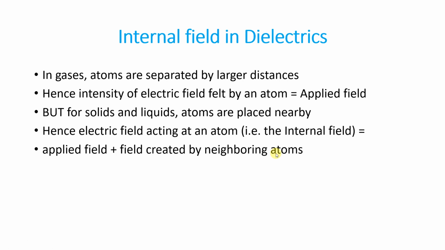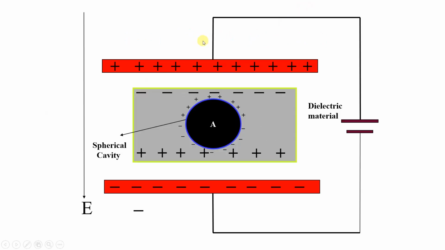So now we are going to derive an expression for internal field in the case of solids. For that, first let's consider a parallel plate capacitor to which a potential is being applied. When the potential is applied, we get free charges on the plates. Now, within the parallel plate capacitor, there is a dielectric material kept. When the dielectric material is kept, induced charges or bound charges are formed at the ends of the dielectric. That means polarization occurs. In addition, I am going to consider an atom A at the center of this dielectric.